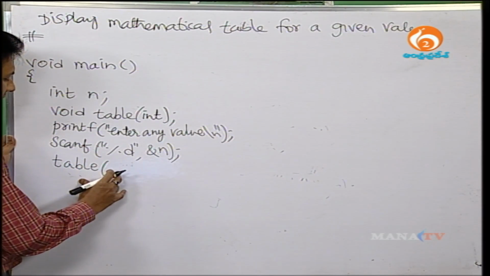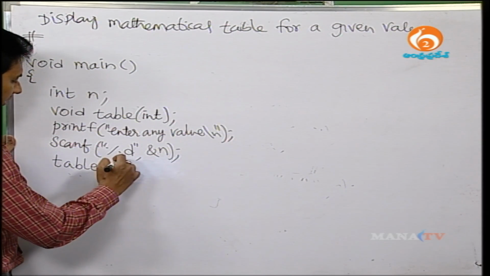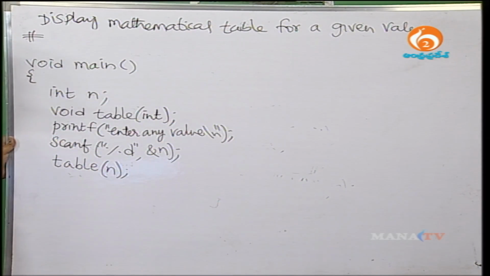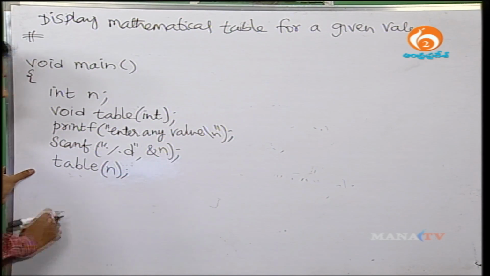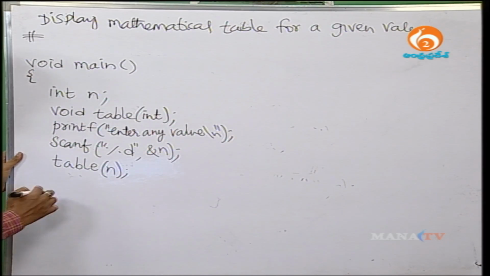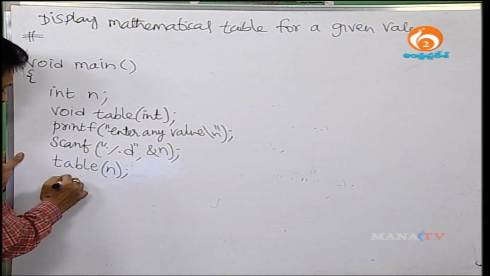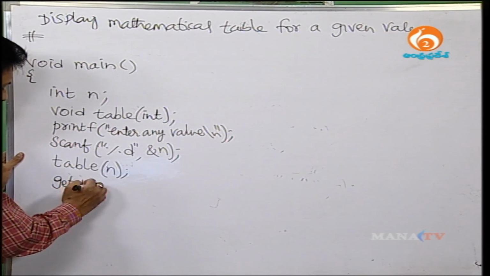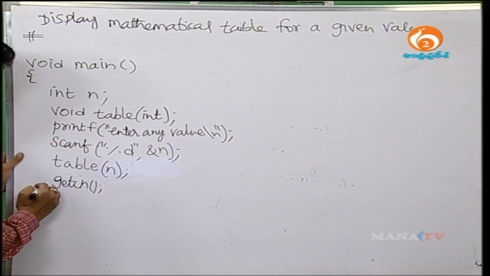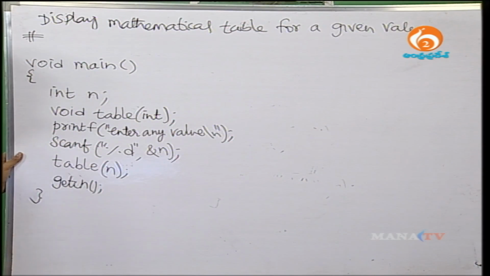Next I have to write the function call table. What I have to send is the n value. Next getch, end of the main function.